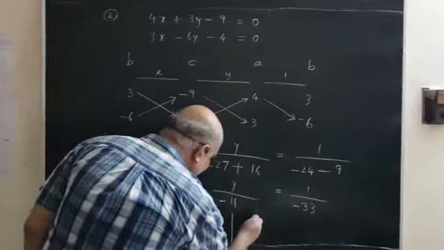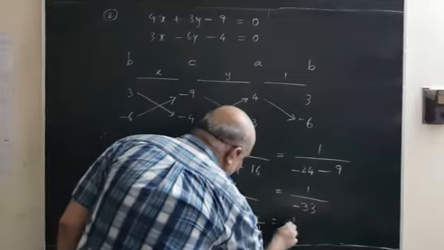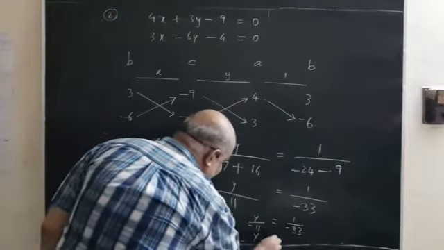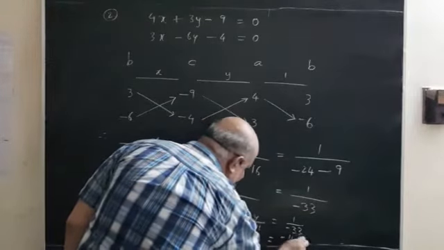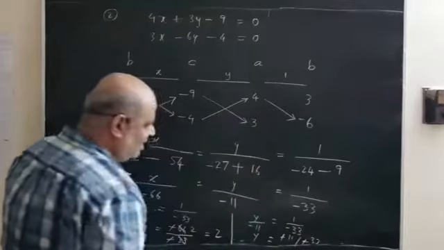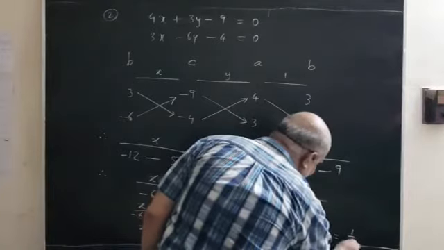Similarly for y by minus 11 is equal to 1 by minus 33. So y is equal to, I take the minus 11 there, so minus 11 by minus 33. Minus and minus get cancelled, and 11 by 33 I will get 1 by 3.